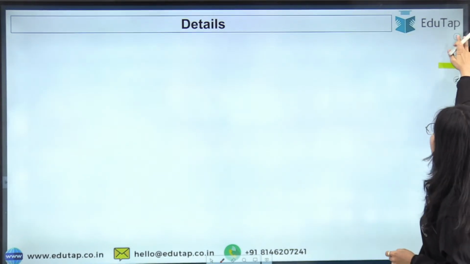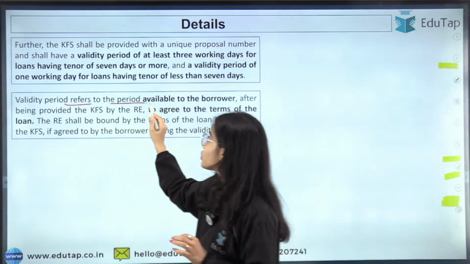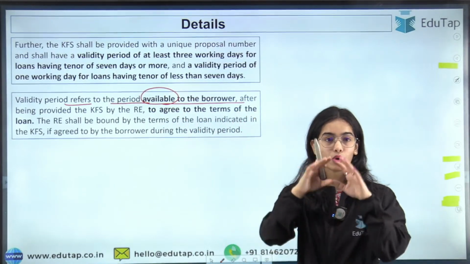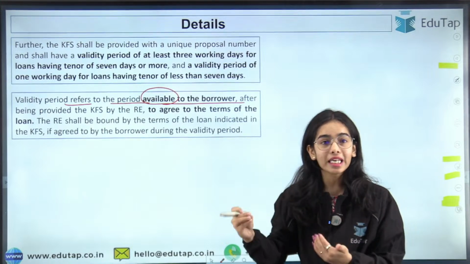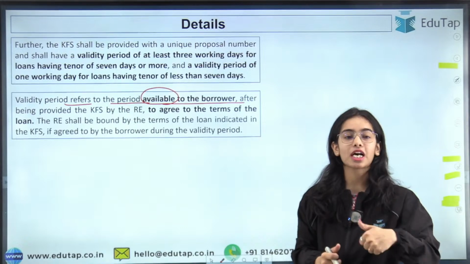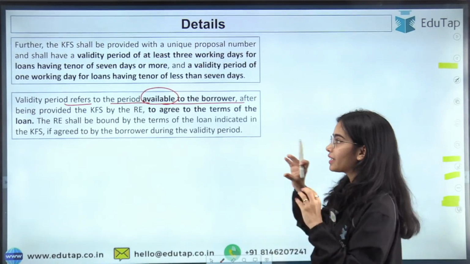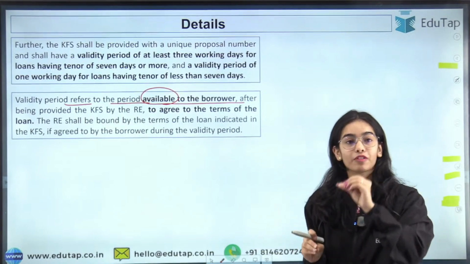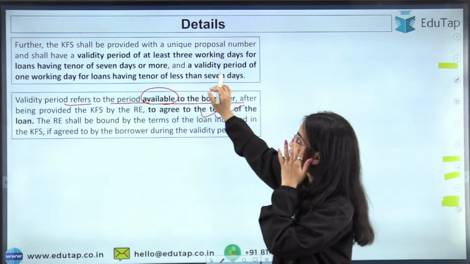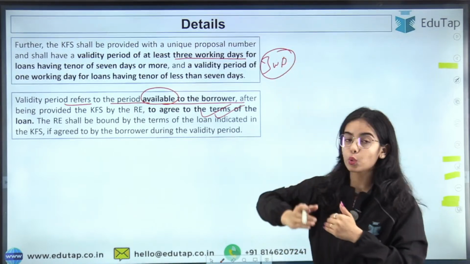Now coming to the validity period. So what is this validity period? First of all, validity period refers to the period that is available to the borrower to read the whole of the key fact statement and to agree to the terms and conditions that have been mentioned in it, that okay, these will be the charges, this will be the interest rate, this is the amount that will be given to you. So this is the period that is available to the borrower to agree to the terms and conditions.